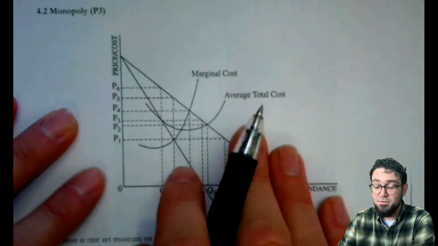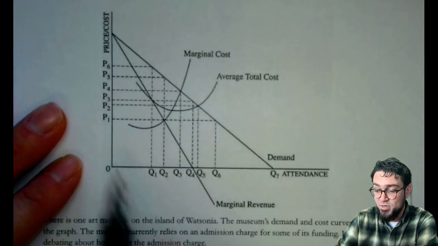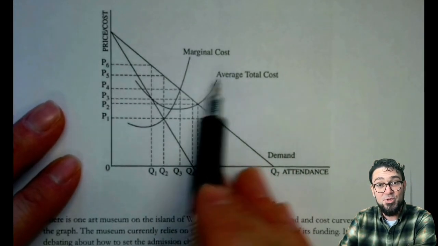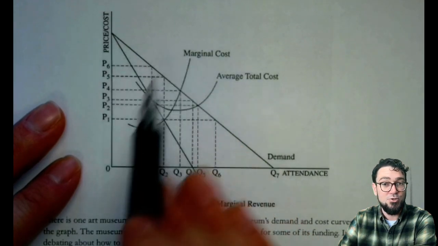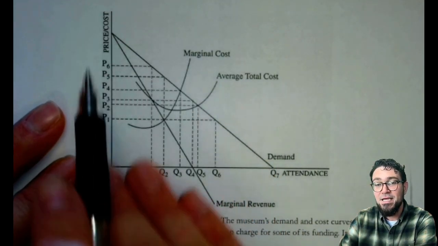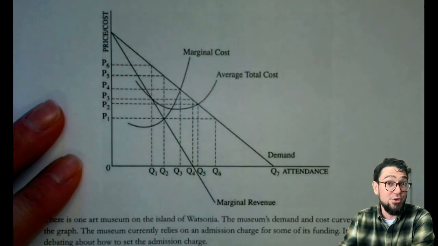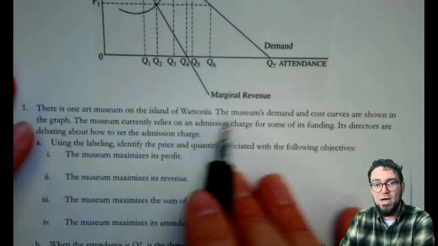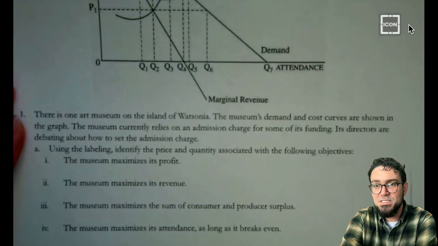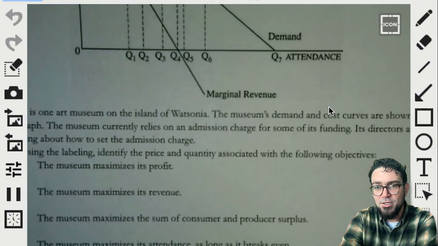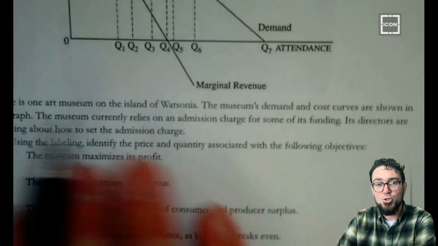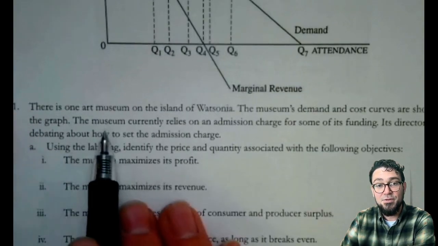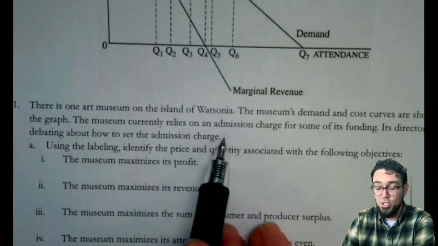Okay, so the first part gives us just a big old graph with lots of prices labeled and quantities labeled. I can already tell that this is an artificial monopoly, and I know that because of our upward sloping marginal cost curve and our U-shaped ATC. If they were both downward sloping, then I would know this is a natural monopoly. So first, it tells me that there's one art museum on the island of Watsonia. Their museum's demand and marginal and cost curves are shown in the graph. The museum relies on an admission charge for some of its funding, and the directors are debating about how to set this charge, the fee.